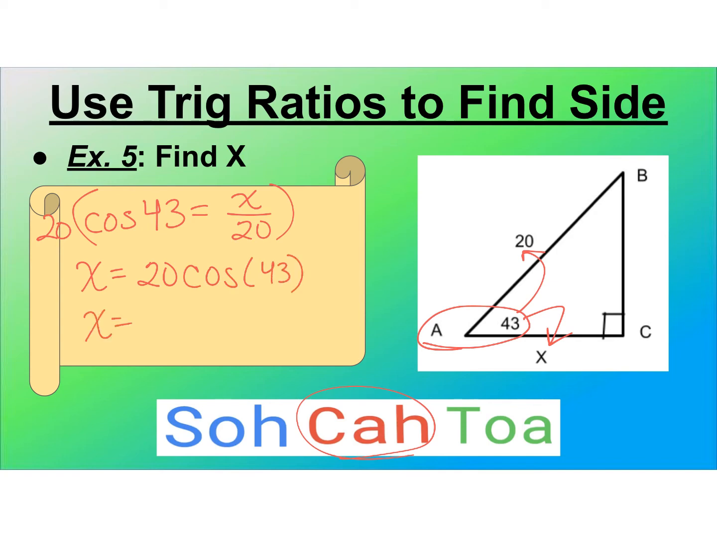Do that on your calculator. You'll find the cosine button right next to the sine. And we get 14.63. By the way, if you are not getting these answers, you may have to go to mode on the calculator and then change it to degrees. We want these all to be in degrees, not radians.